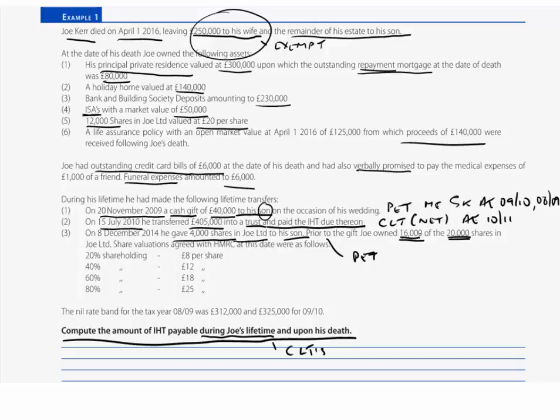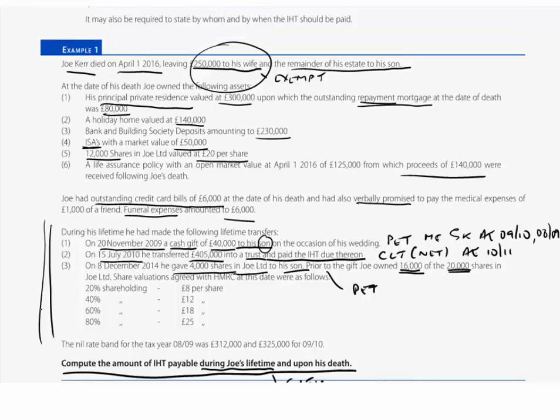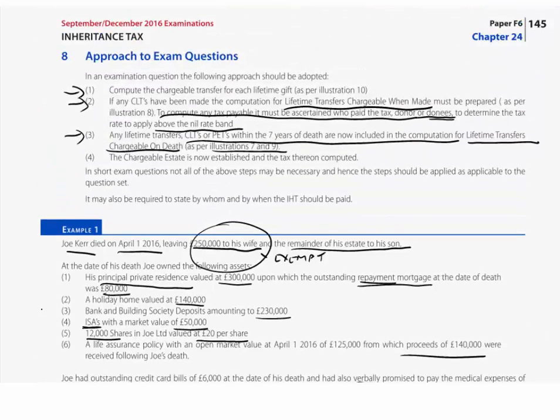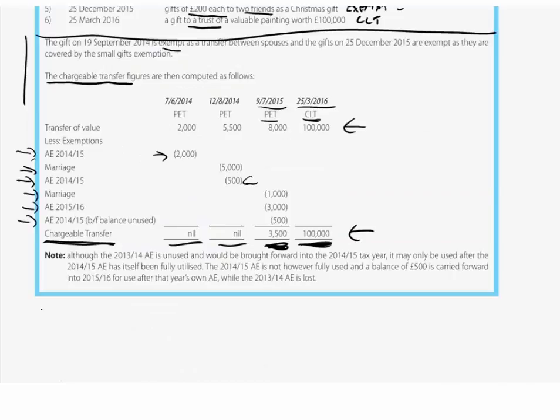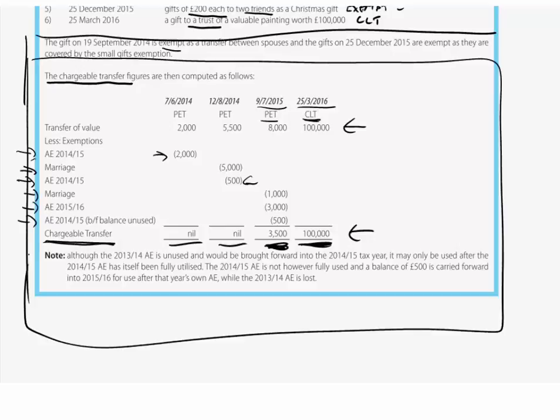In terms of computing IHT payable, either during Joe's lifetime or on his death, what we've firstly got to do is deal with this bit, the lifetime transfers. So I need you now to set up a working for chargeable transfers, such as we dealt with just a little while ago, back in illustration 10, I think it was there. There is your working for chargeable transfers.